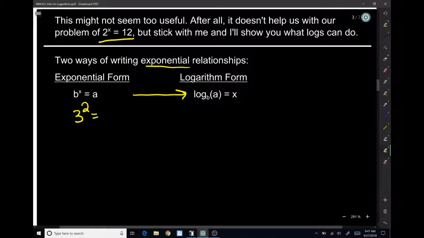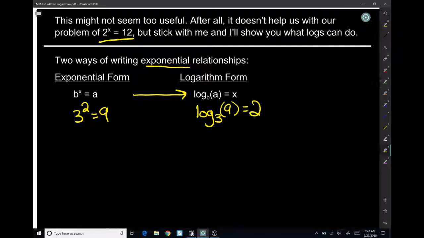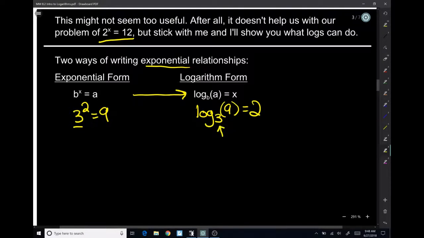So for example, if I had 3 to the second equals 9, that is written in exponential form. In log form, that's log base 3 of 9 equals 2. We can convert between the two forms. So the base of this exponential here is called the base of this logarithm. This is read as log base 3 of 9 equals 2. The power here is the power out here.